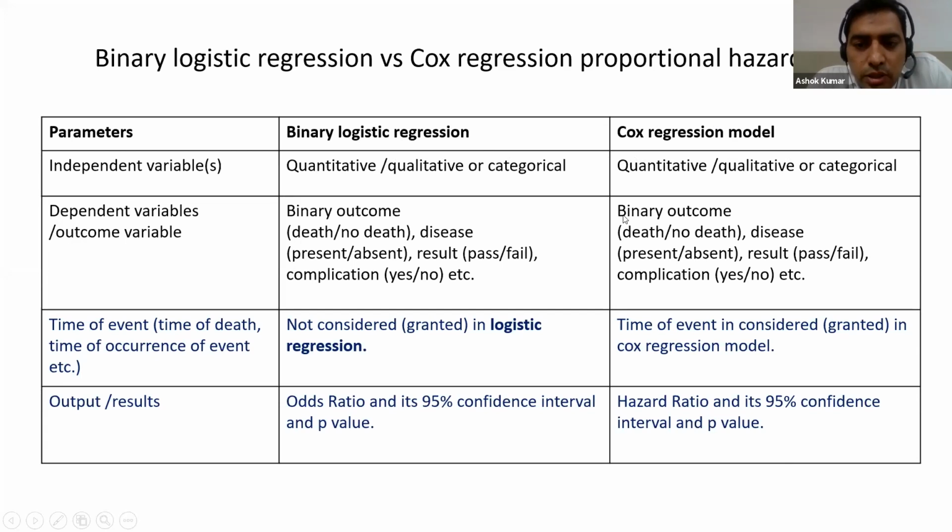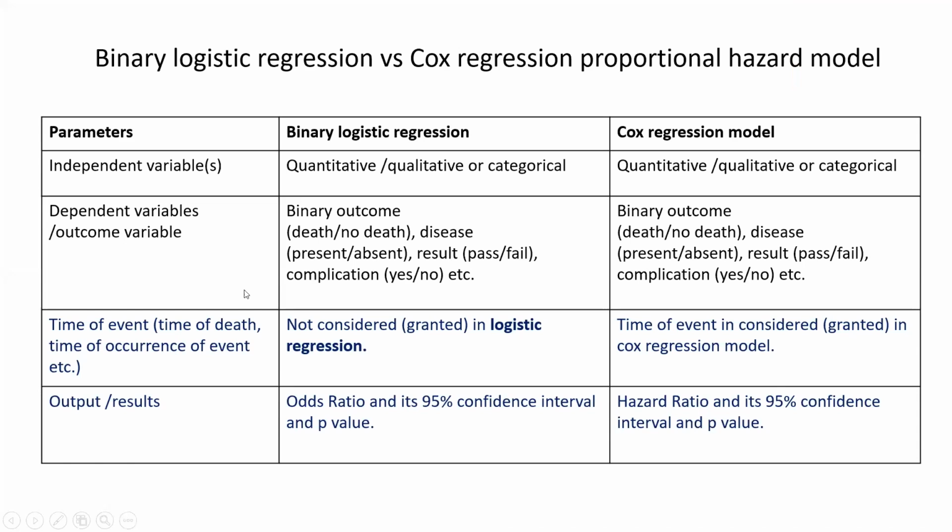So where is the difference between these two, binary logistic or Cox regression? The difference is here: time of event. For example, time of death, when the death occurred, time of occurrence of any event, when the complication occurred. We have to have these records in our data sheet if we want to calculate the Cox regression model. Otherwise, we can calculate only binary logistic regression or odds ratio. But if you want to do Cox regression or hazards, you want to calculate hazards ratio, then you have to have time of event in your data sheet.